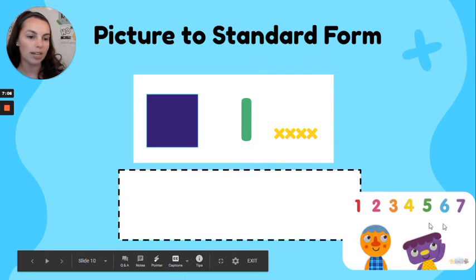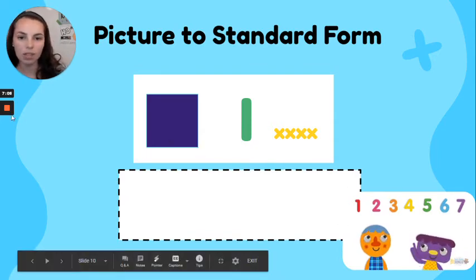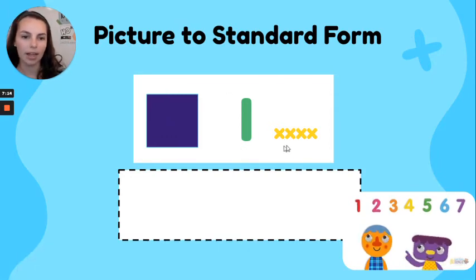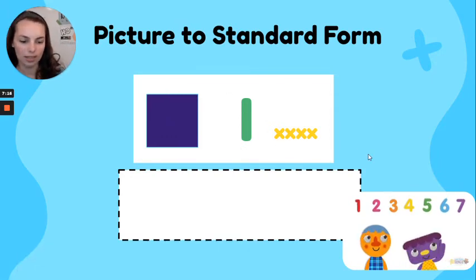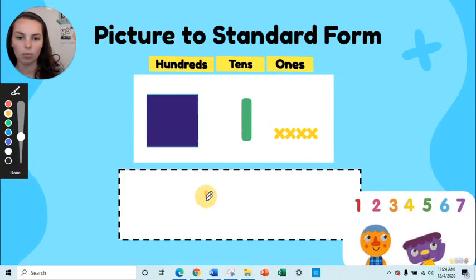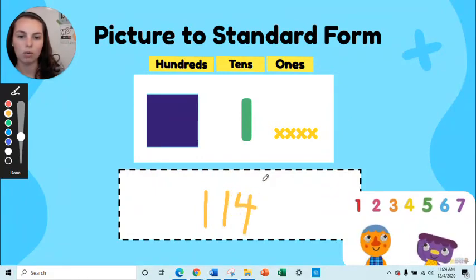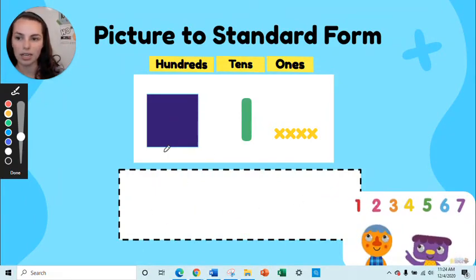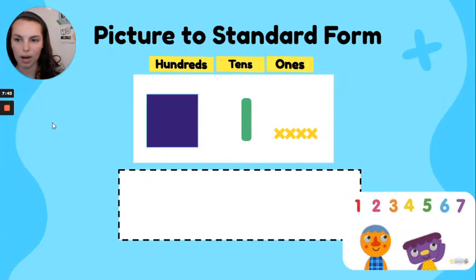Now let's try to switch that and go from a picture to write it into standard form. Standard form is when we write just the digits. So I'm looking at this. This is 100, 10, and 4 ones. 114 is my number. Wow.